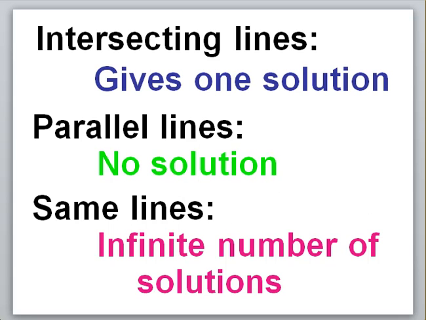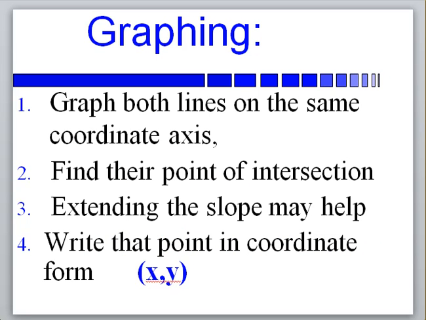Those are very, very important. We've got to know those. So when we graph, we're going to graph both the lines on the same coordinate axes. We're going to find their point of intersection. We're going to use the extended slope, so we're going to do rise over run many times so that we can find that point of intersection more easily. And then what we're going to do is we're going to write that intersection point as an XY coordinate.